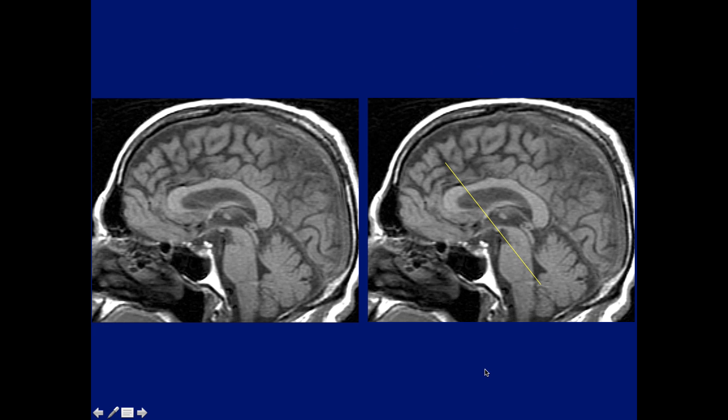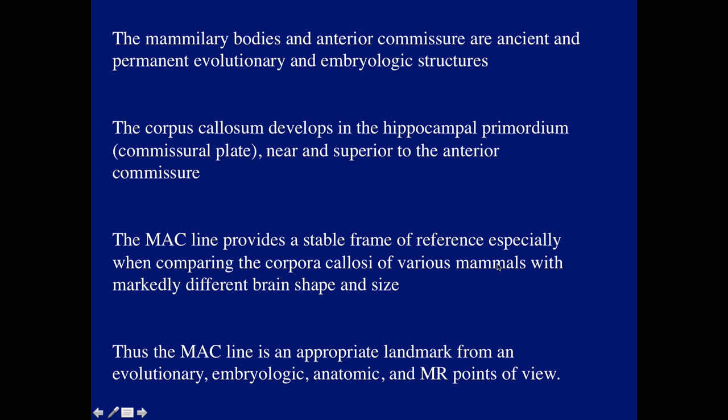So here, for instance, is an MR, and again the line going through the mammillary body, anterior commissure, and then through the corpus callosum, with the genu in front. Now, what's the rationale for using those two structures? The mammillary bodies and anterior commissure are ancient and permanent evolutionary and embryologic structures. They're always there in all mammalian animals.